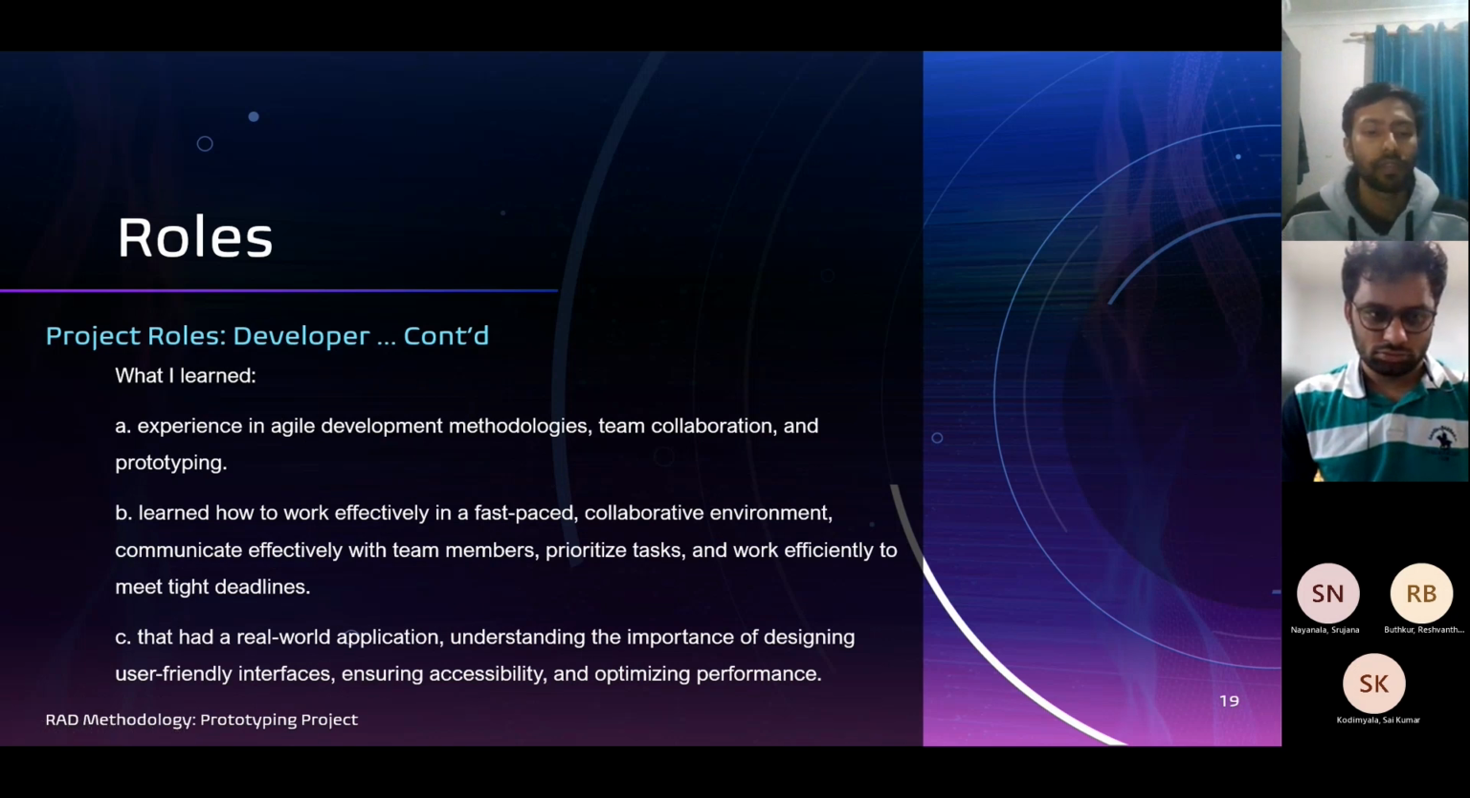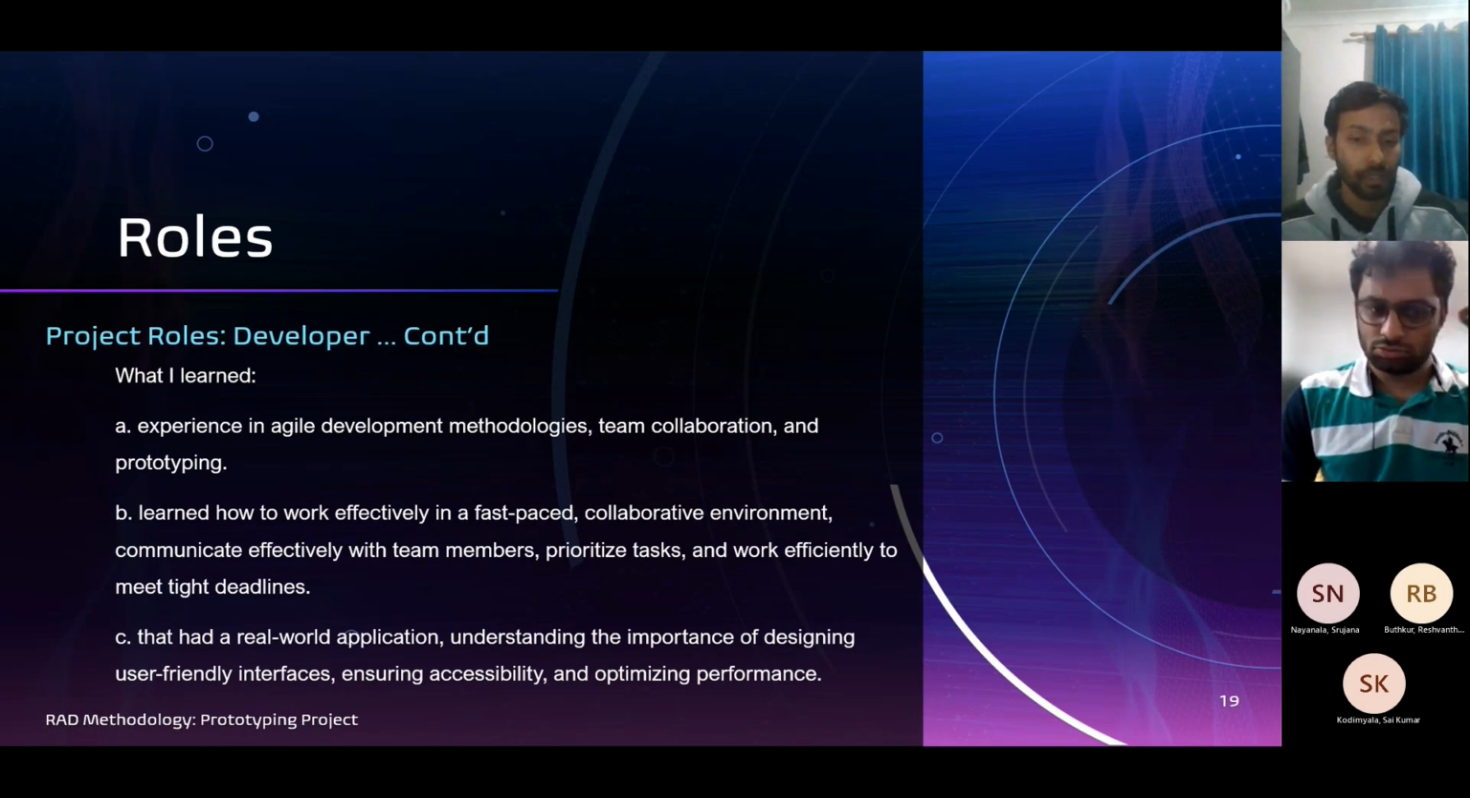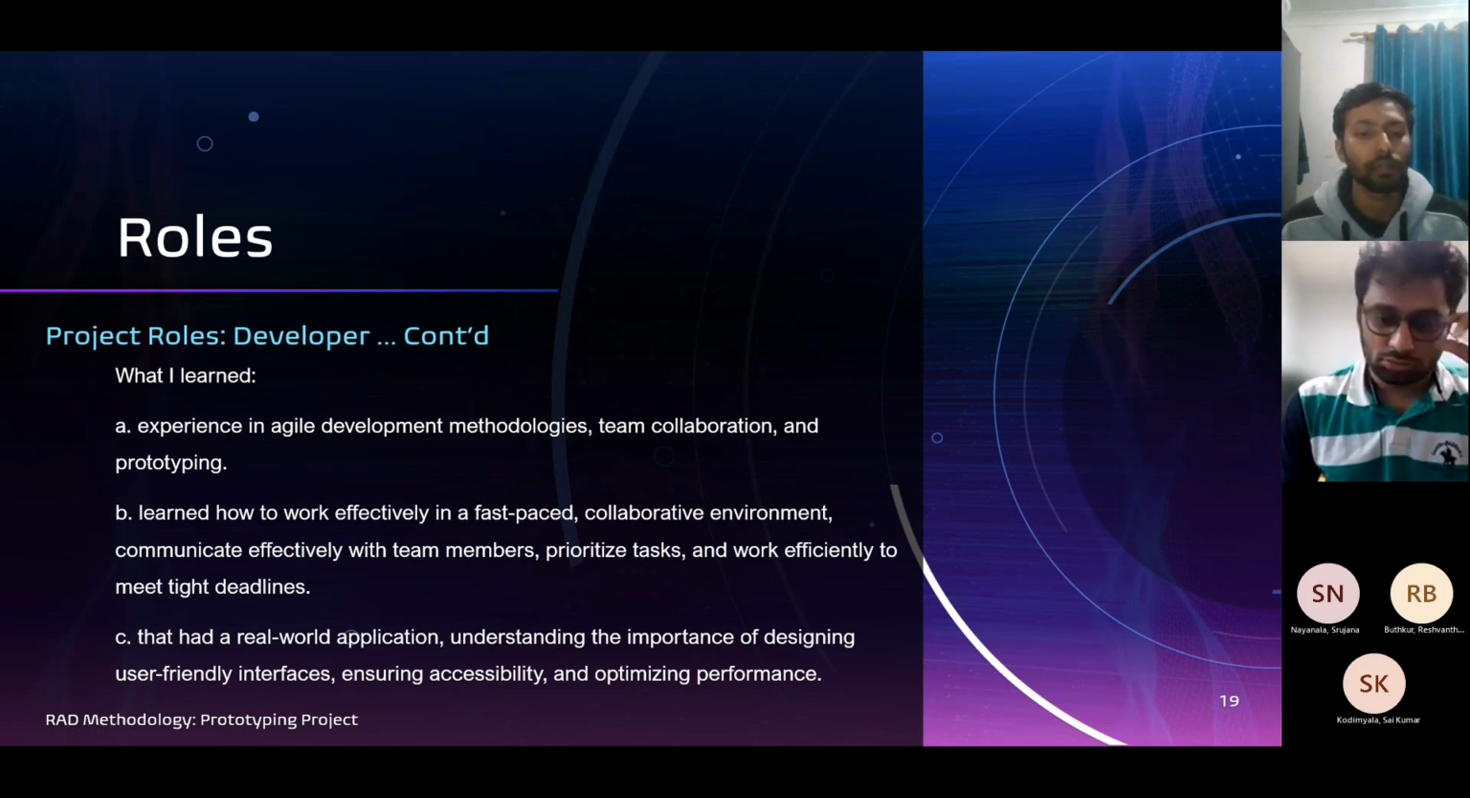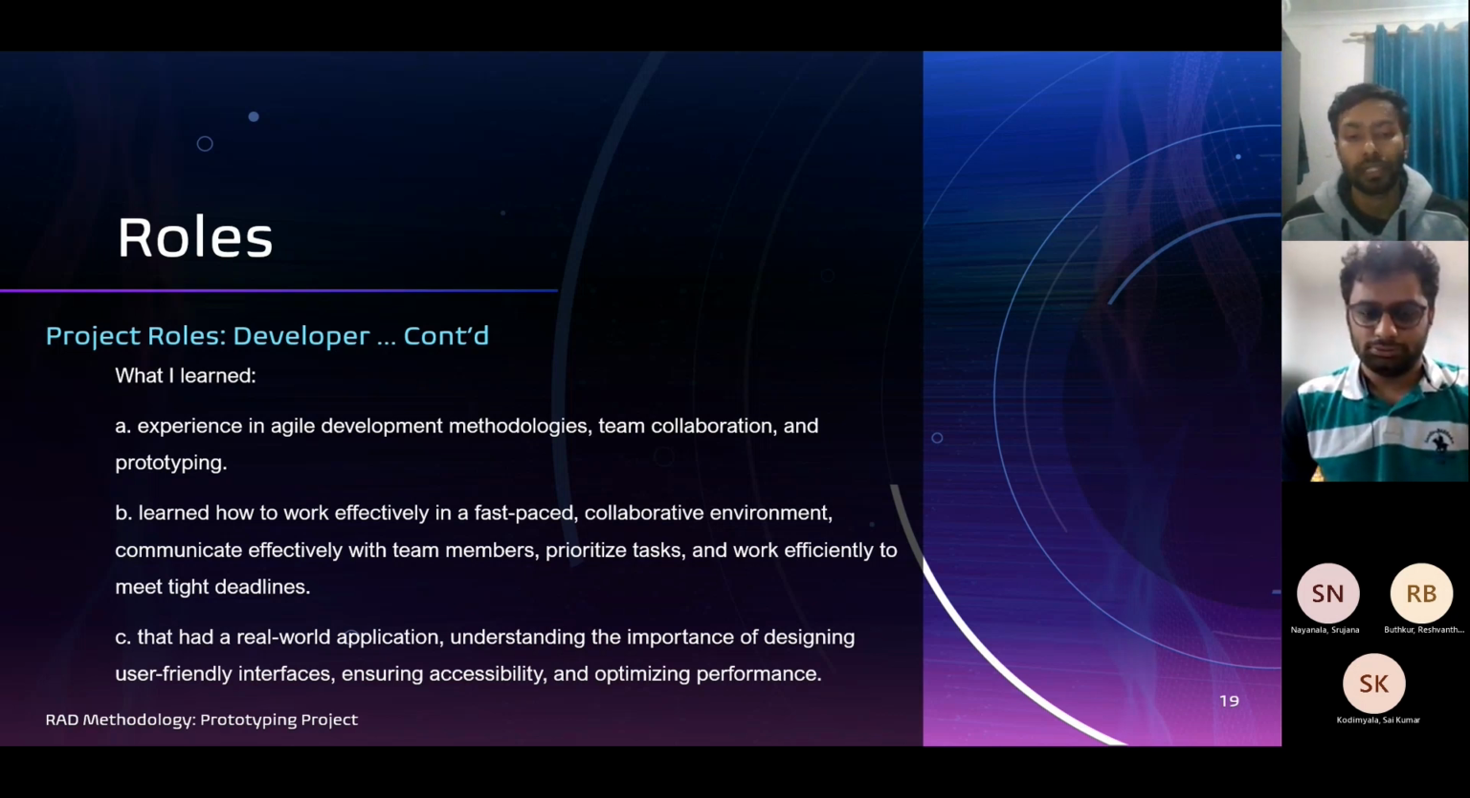The program provided me a valuable experience in agile development methodologies, team collaboration, and prototyping. I learned how to work effectively in a fast-paced collaborative environment and communicate effectively with team members. I prioritized tasks to meet tight deadlines. I also gained proficiency in using Figma, a cloud-based design tool for creating interactive prototypes and designing user interfaces.